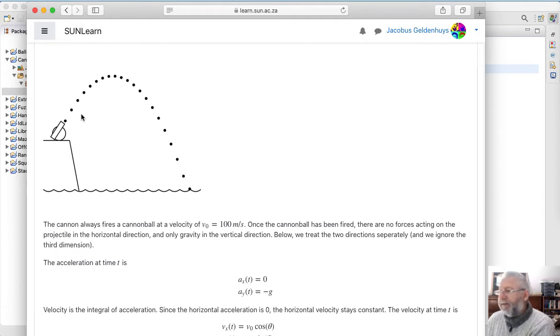Once the cannonball has been fired, there are no forces acting on the projectile in the horizontal direction. So we're ignoring wind and also friction, and only gravity in the vertical direction. Okay, so this is an ideal kind of cannonball. Below, we treat the two directions separately, and we ignore the third dimension. Yes, so we're not going to deal with the third dimension, which will make the cannonball go left or right. It's just going straight forward into the water.